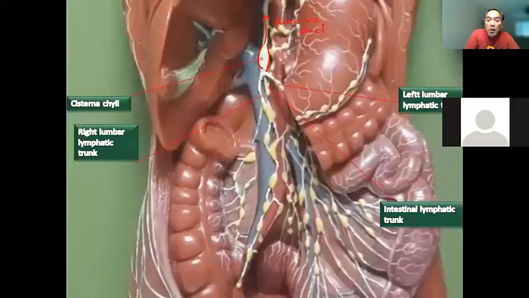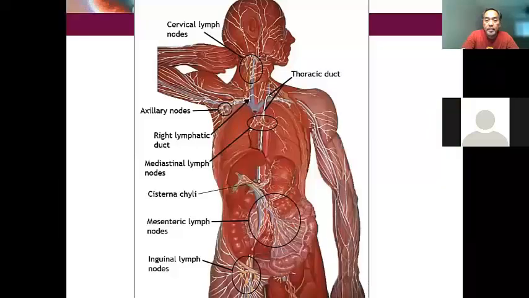Okay, now what drains into the cisterna chyli? These are the lumbar trunks. The left lumbar, the right lumbar, and the intestinal trunk, okay? The intestinal trunk. So this is located at your abdominal cavity, the cisterna chyli.